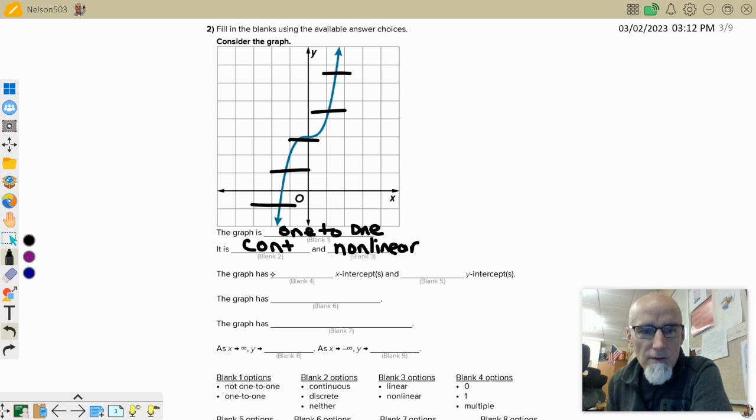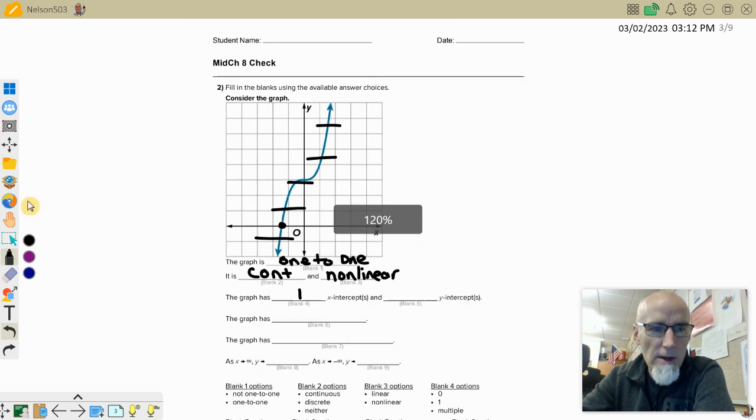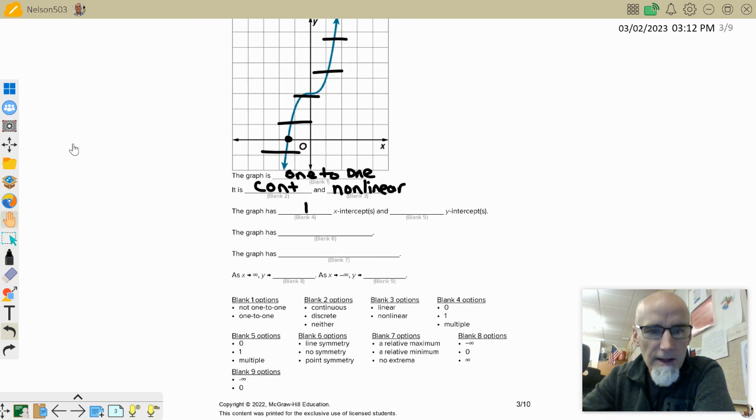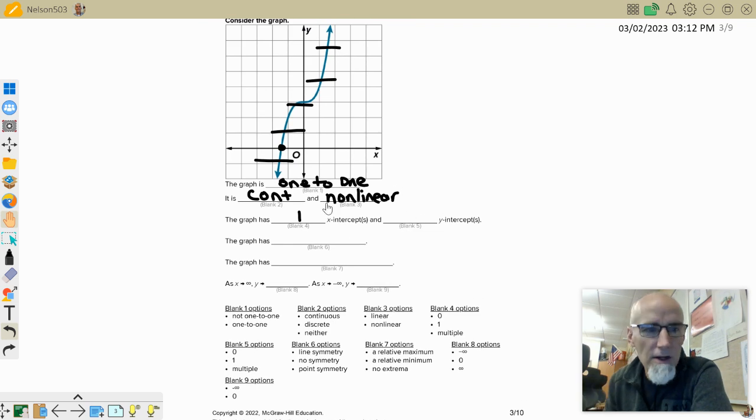The graph has, let's see, what is it looking for? X-intercepts. It only has one x-intercept because it's right there. There's our x-intercept. It has one y-intercept, if that's one of the options here. Let's see if we can zoom out here. Yes, one y-intercept. So it should be 1 right here. And then let's see what else it has. The graph has, I'm on blank 6 here. No lines of symmetry, no point symmetry.